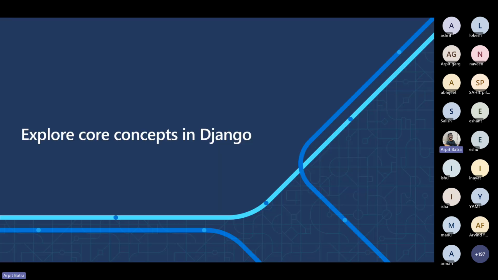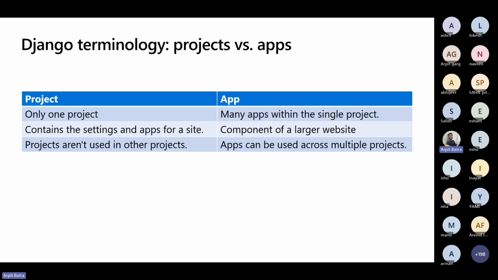Next we go for the core content in Django. Here again there is a difference between the project versus app. In the project we have only one project. In the app we have many apps within the single project. The project contains the settings and apps for the site, but the application is a component of a larger website. A project is not used in another project, but an application can be used across multiple projects.